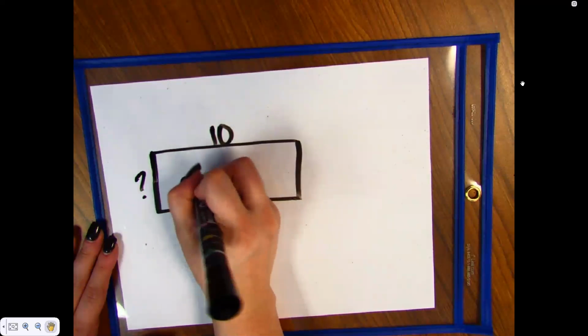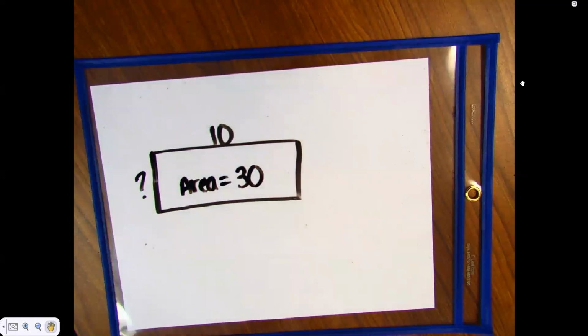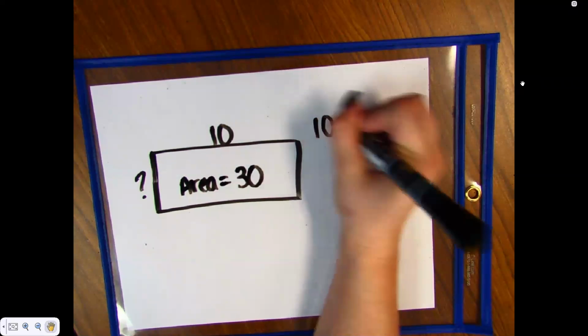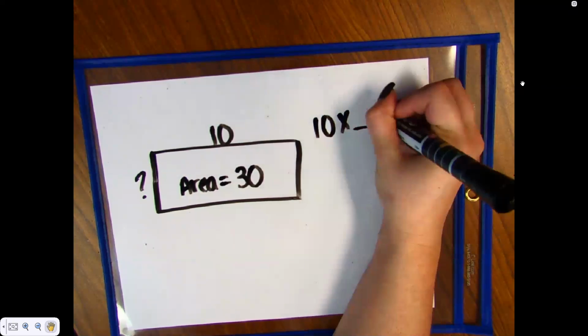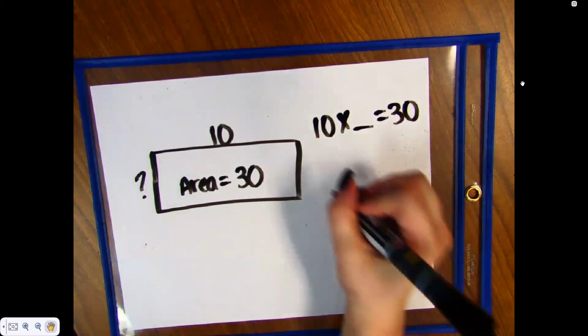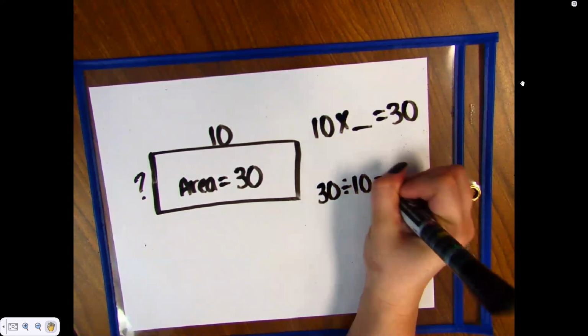And my area equals 30. So if I multiply, 10 and 20, blank equals 30. Or I could do 30 divided by 10, times 10. 3.